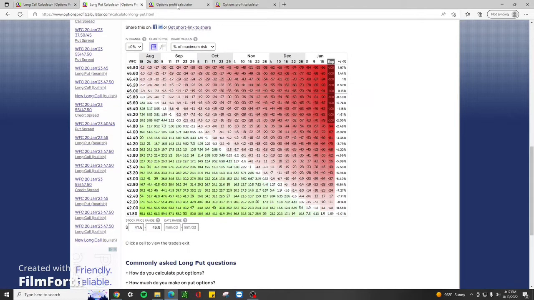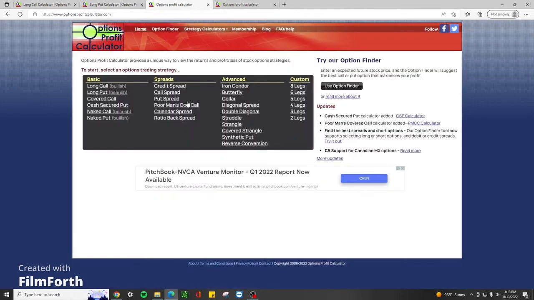Another strategy I can give an example on would be the call credit spreads. Call credit spreads are neutral to bearish strategies. So if you expect the price of a stock to remain neutral or be on the downside as time goes by, this would be your strategy.